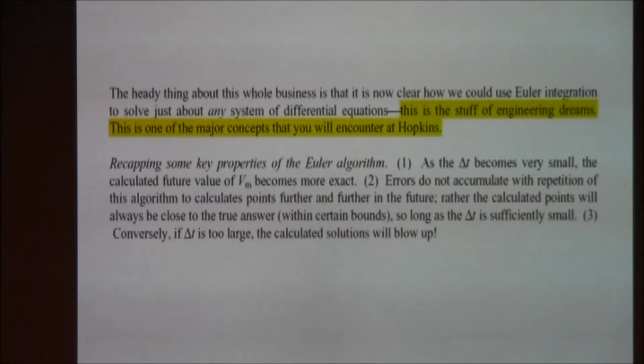Okay, so now, reviewing some of the key properties of the Euler algorithm. As delta t becomes very small, calculated values become more exact. Errors do not accumulate. They don't build up forever. They'll stay within certain bounds as long as delta t is sufficiently small. And the other thing, which I didn't show, if your delta t is too large, it's very obvious. Your solution will blow up. So if it blows up, just shrink your delta t. And so for very complicated problems now, sometimes, because computational power is so good and so cheap, instead of getting a fancier algorithm, we just shrink the delta t way down and let the computer do it. And they're usually very, very good.